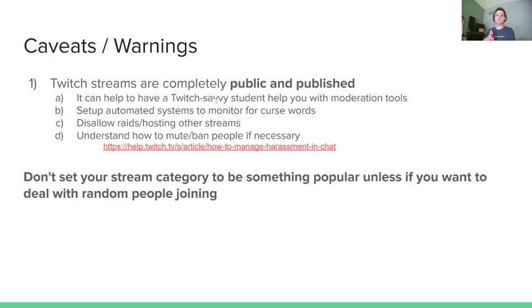Most important thing, do not set your stream category to be something popular. If I set my stream to be just chatting, I am now going to be published with the hundreds and thousands of other people who are just chatting, and maybe somebody finds that link. If I set my category to talking to Google Cloud faculty about Twitch, nobody's going to find that unless you're searching for that, right?